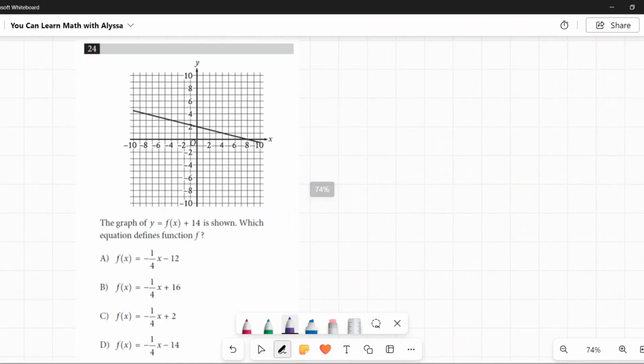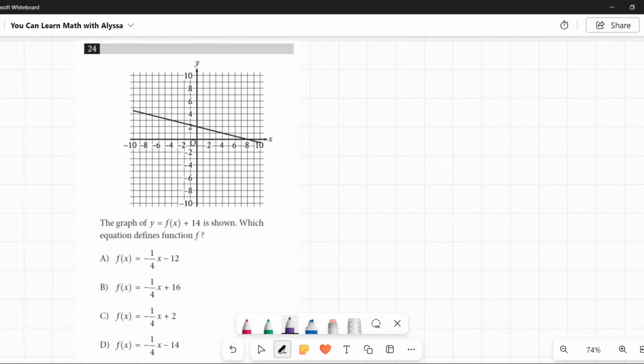The graph of y equals f of x plus 14 is shown. Which equation defines the function f? So this plus 14 means, because it's outside of the function, if you have a number that's being added on outside of the function, man, the SAT loves these kind of problems. They love numbers being added inside and outside.